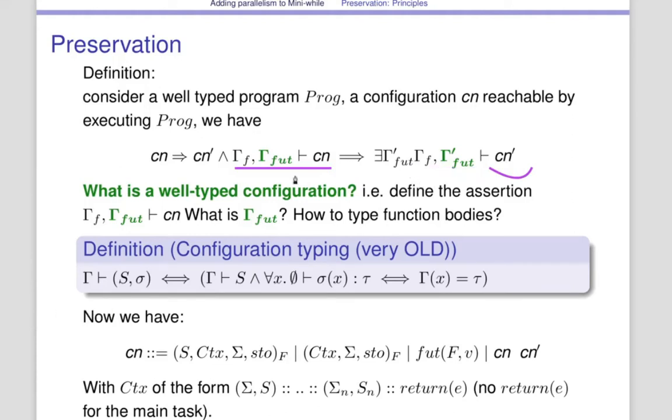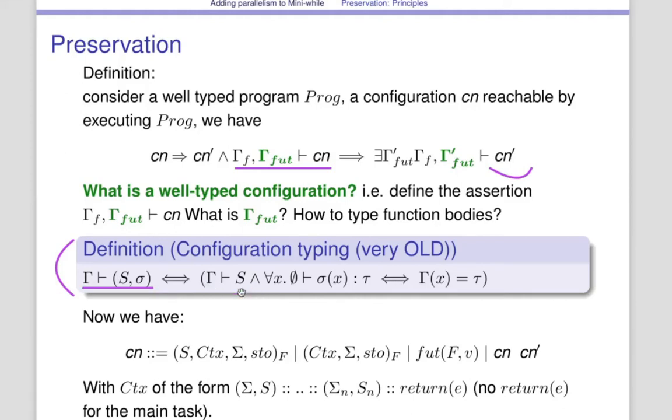Anyway, to prove preservation, the first thing you need to wonder is what is a well-typed configuration. Indeed, up to now, we defined what is a well-typed program, what is a well-typed statement, what is a well-typed expression, but we didn't give the type system for programs at runtime, which is configurations. We did that a while ago for the first version of the mini-while language. The first version that we had for the mini-while language was this one. It was saying a configuration, which at this point was only a statement and a store, is well-typed in an environment gamma if the statement can be typed in gamma.